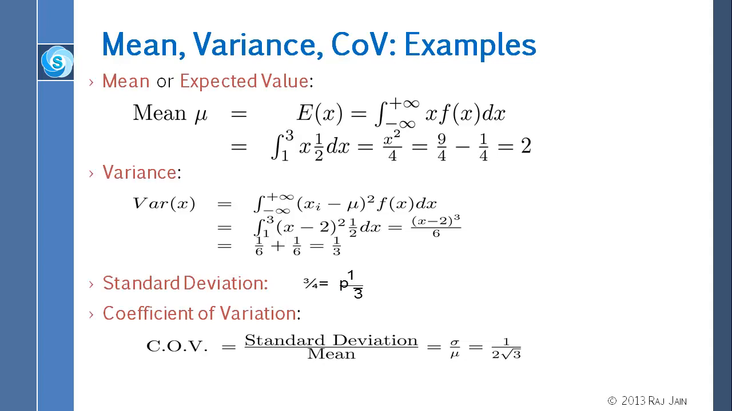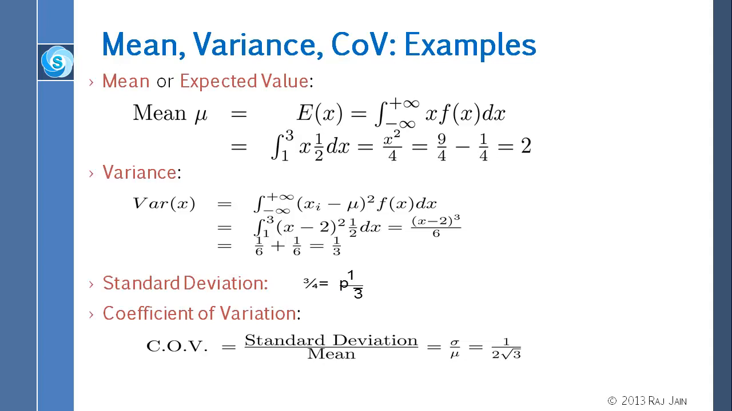So basically you put x minus mu, where mu is 2. So (x minus 2) whole square times f(x), which is half, dx from 1 to 3. Now if you integrate (x minus 2) whole squared, it becomes a cube by 3. So that becomes (x minus 2) raised to 3 divided by 6. Now you put x equal to 3, you get 1/6, minus, you put x equal to 1, and that becomes minus 1 upon 6. Minus minus 1 upon 6 plus 1 upon 6 gives you 1/3. So the variance is 1/3.